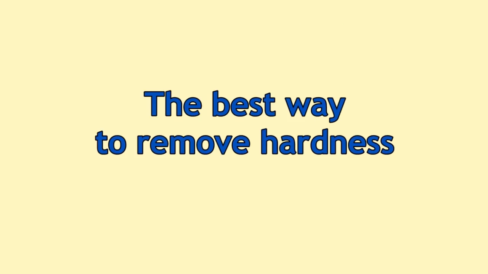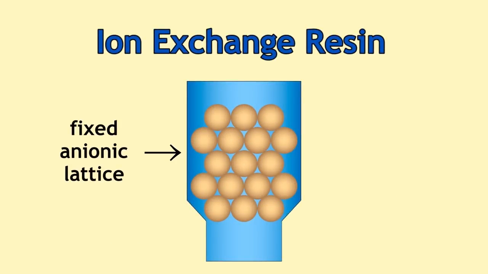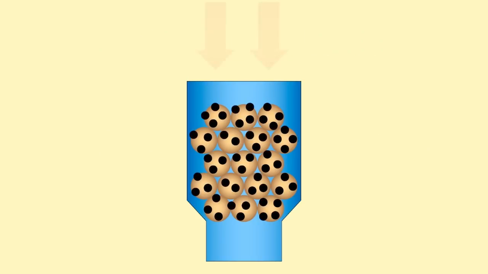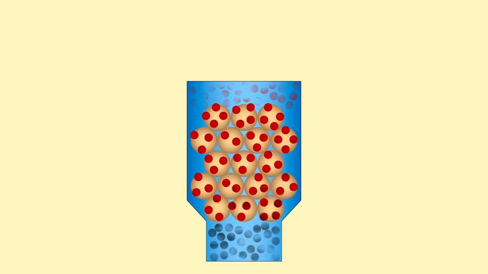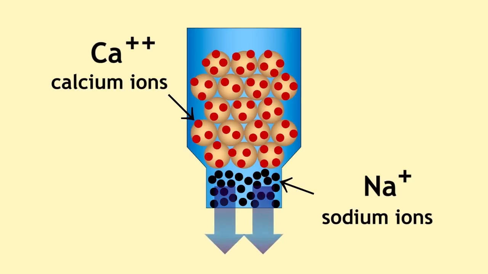The best way to remove hardness is actually to use something called an ion exchange resin. These have a fixed anionic lattice, a bit like clay, initially balanced by positive sodium ions. As hard water flows through, the calcium ions are exchanged for the sodium ions, so that the calcium ions sort of stick to the clay and the sodium ions come out into the water. And in this way the water is softened because the calcium is no longer there.